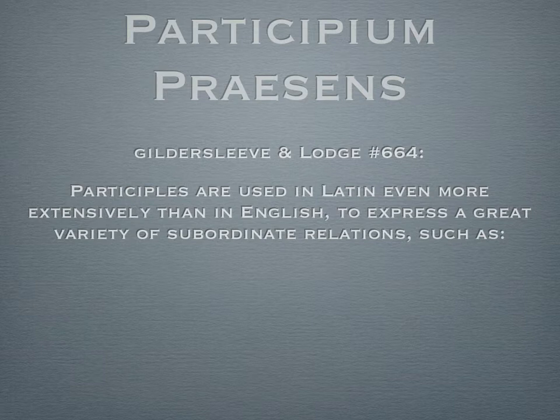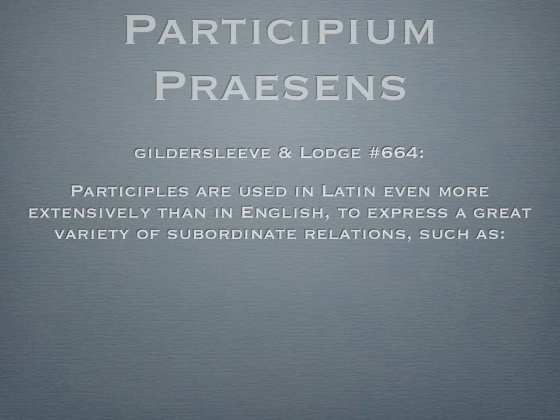Participles are used in Latin even more extensively than in English to express a great variety of subordinate relations. And what are subordinate relations? Those are the verbal ideas that depend on or are related to the main verb. The main verb in the sentence is where the action's at, the main story. The participle gives us a little more information related to the main verb. We'll look at some examples to get a better idea of what that means.